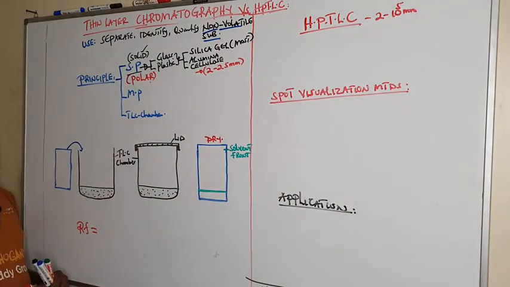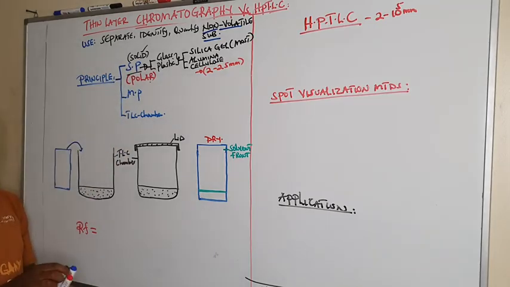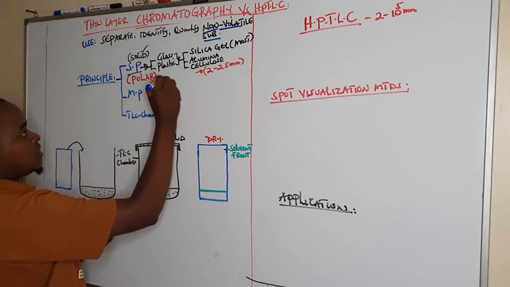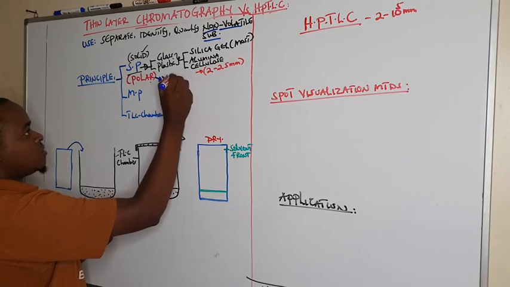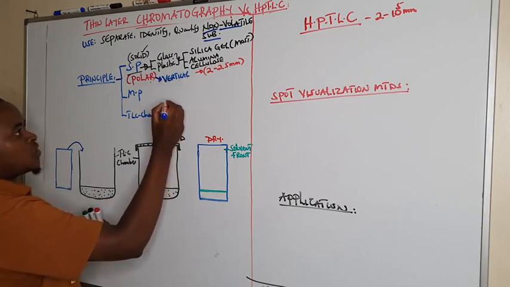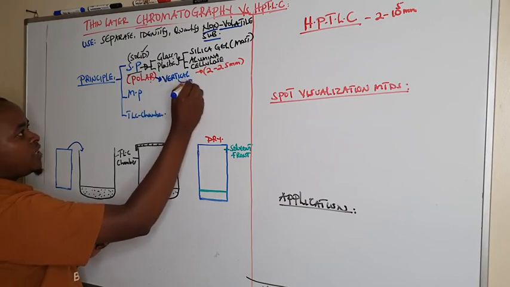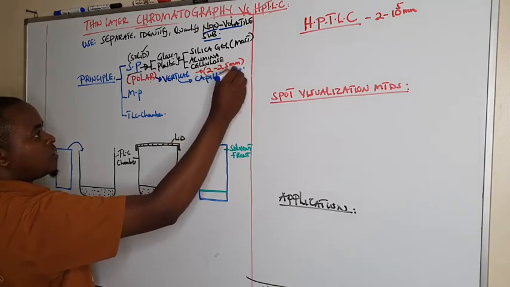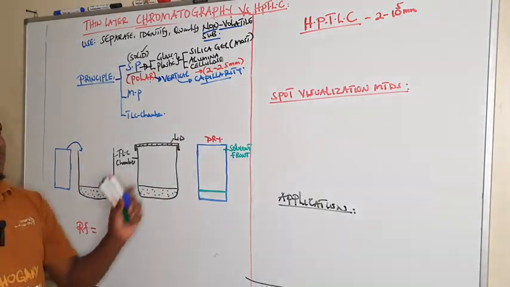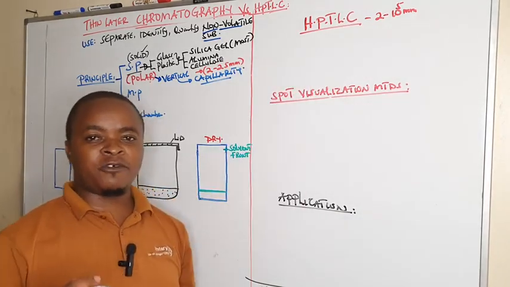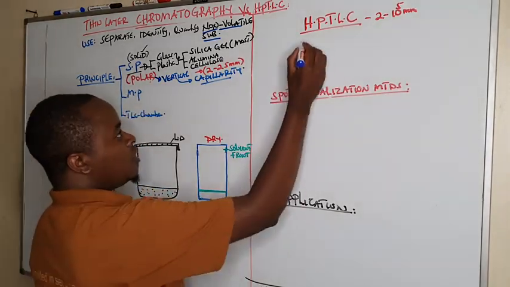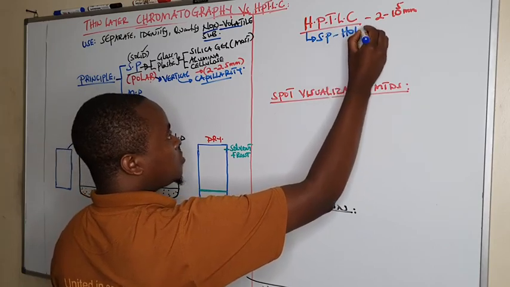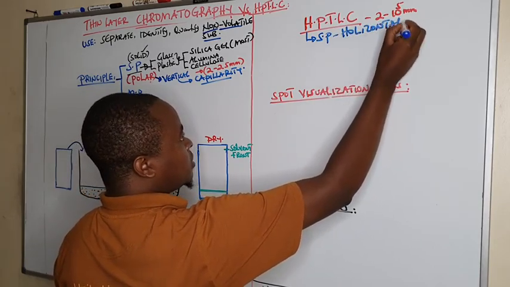That is the difference. And this stationary phase is always vertical. The setup is always in a vertical position, meaning the mobile phase moves by capillarity action. This is different from high performance thin layer chromatography, where the stationary phase is horizontal.